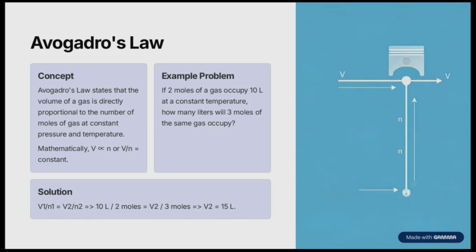The formula is V directly proportional to n. When you rearrange it, you get V over n. So when you have two volumes and two changing numbers of moles, you use V1 over n1 is equal to V2 over n2.